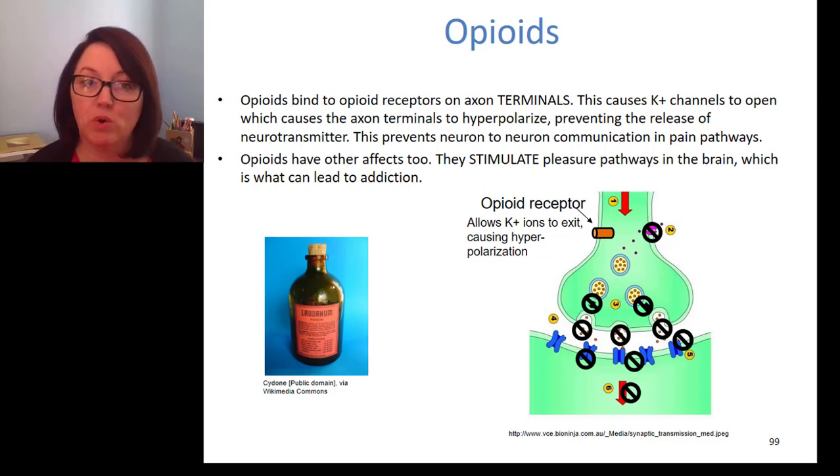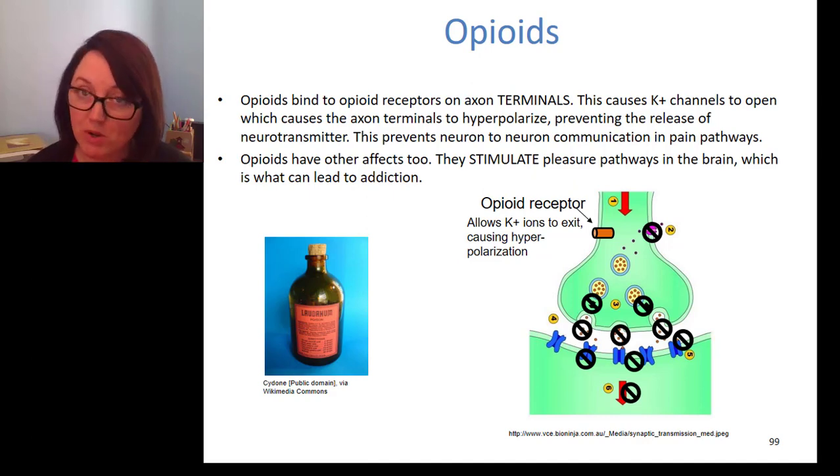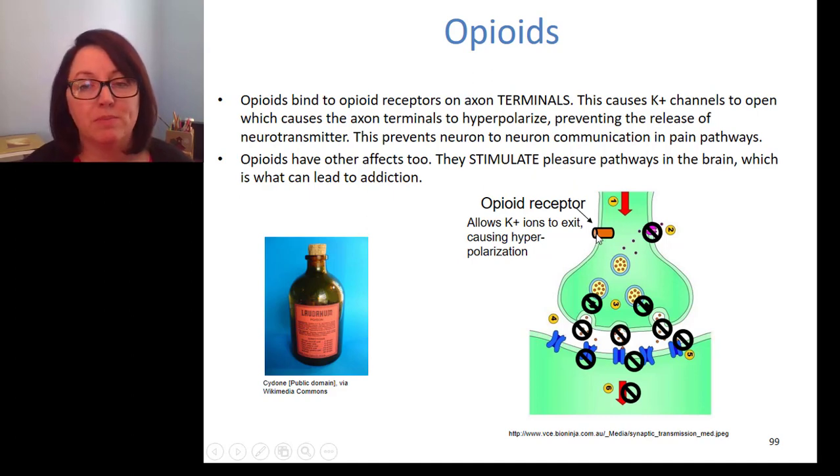So I want to talk a little bit about opioids. Opioids are chemicals that bind to receptors called opioid receptors. And what's interesting is that we all have opioid receptors at our axon terminals. Okay? So in the picture here, we see a picture that I've showed you before to talk about synaptic activity. But what I added in was this little orange barrel, which is representing our opioid receptor. Okay? So our presynaptic neuron has opioid receptors at the axon terminal.